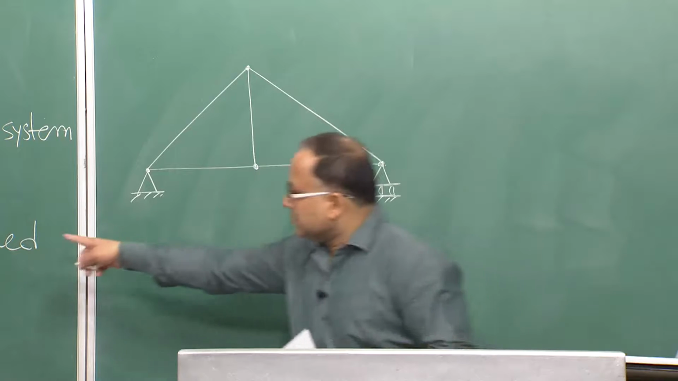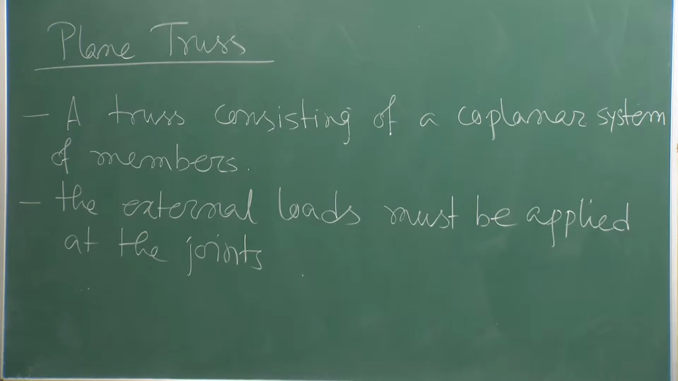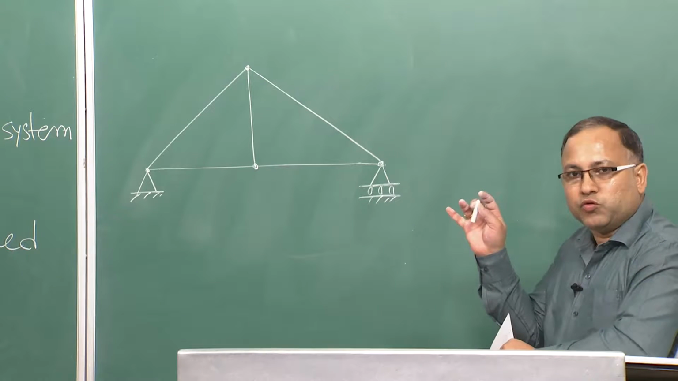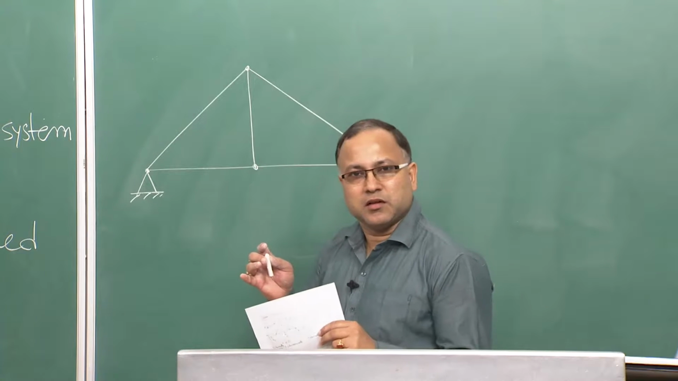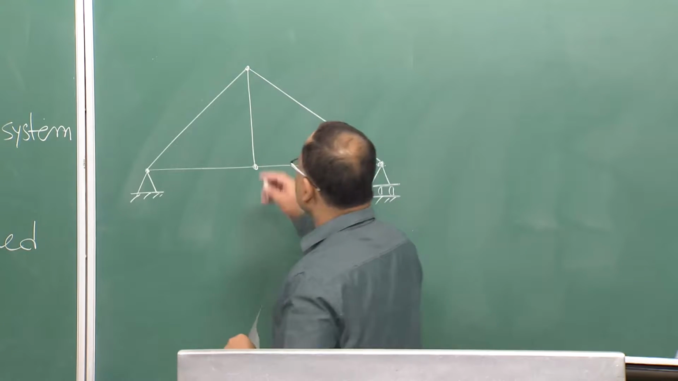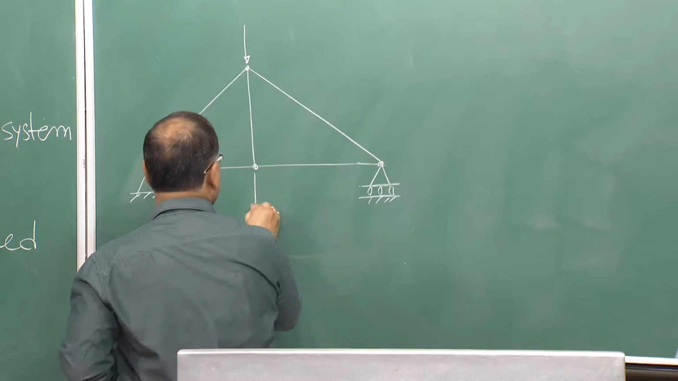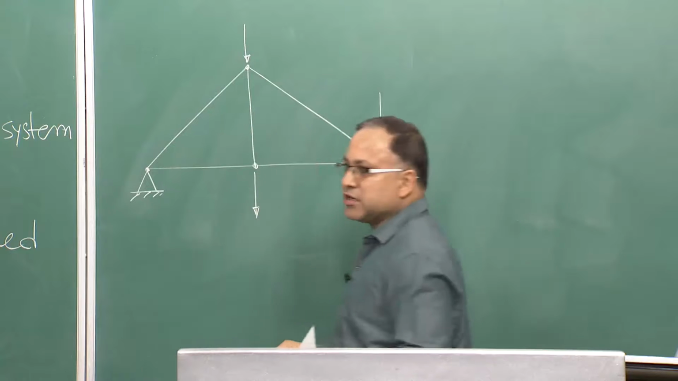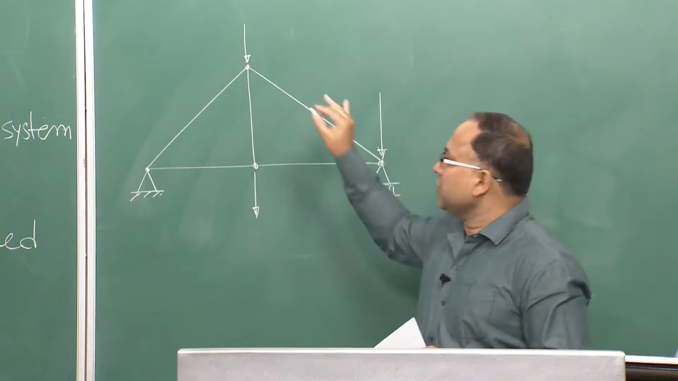Now, the next statement is, the external loads must be applied at the joints. So, whatever external forces are coming, that is the assumption, and that is a fair good assumption. If I apply some external force, all external forces are applied at the joints.